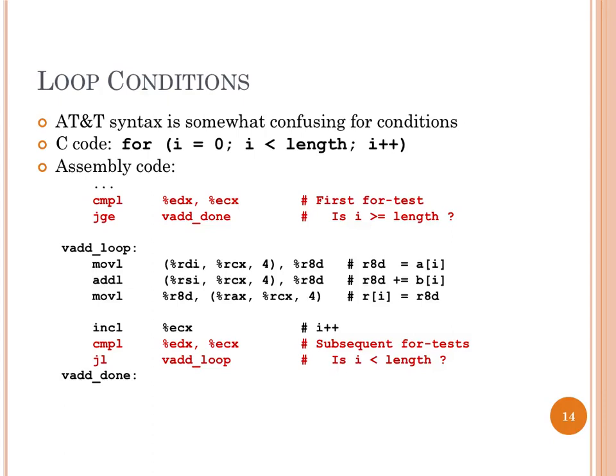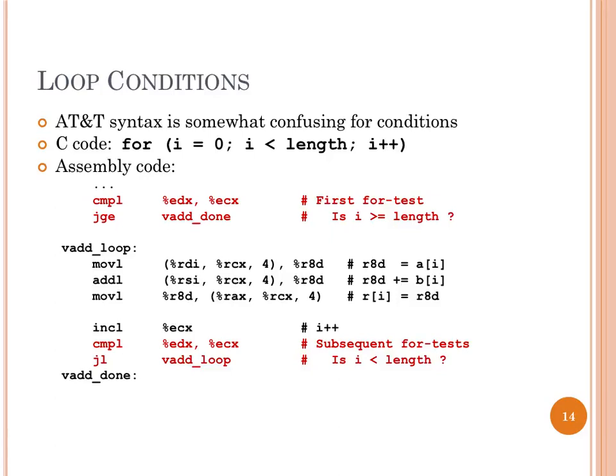Okay? So compare length and I. Notice I flipped them, and then I can just say, okay, what I'm really checking for is to see if I is greater than or equal to length. Therefore, I have JGE, jump if greater or equal. Okay? Same thing at the bottom. Compare length and I. Yes, my condition is I less than length, but I say length and I so that I can say jump if less than back to the top.